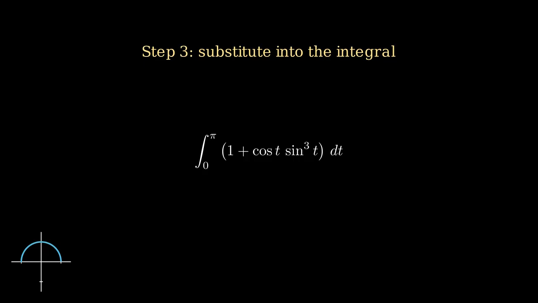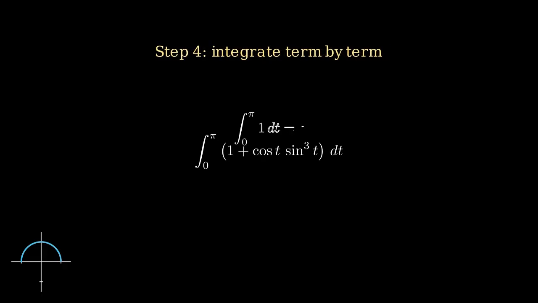dt. Step 4. Integrate this expression term by term. The integral of 1 dt is just t. For the second term, the integral of cosine t times sine cubed t dt. Notice cosine t is the derivative of sine t, so this integrates to 1/4 sine to the 4th of t. So the antiderivative is t plus 1/4 sine to the 4th of t.